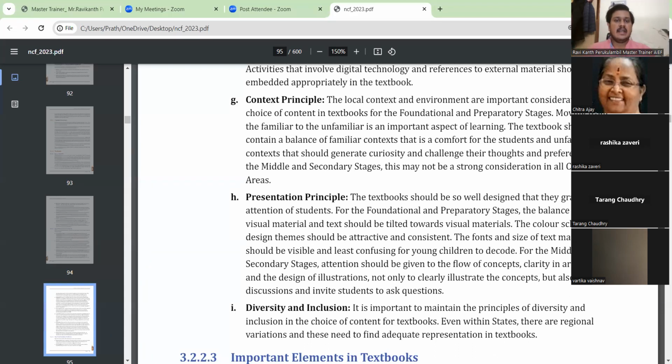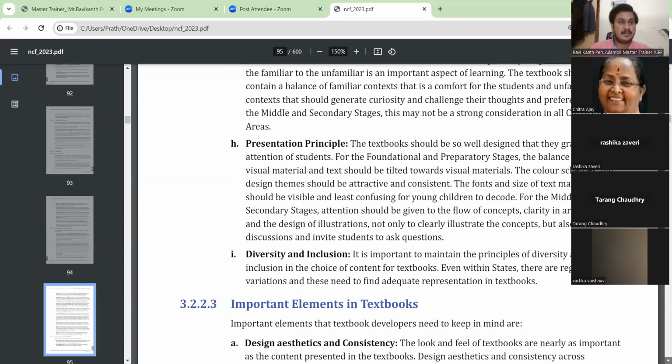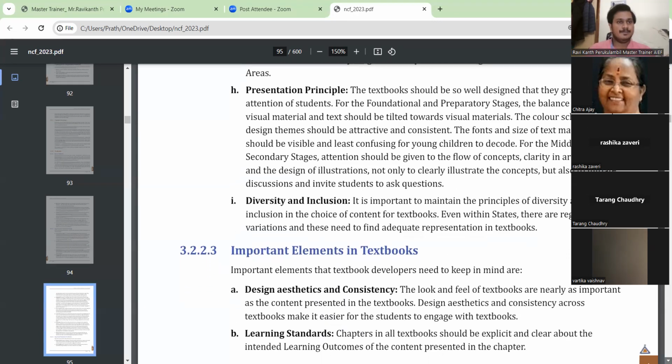The textbook should also contain a balance of familiar context that is a comfort for students and unfamiliar context that should generate curiosity and challenge their thoughts and preferences. So familiar content is to make the child comfortable. Unfamiliar content is to challenge the thinking of the child and generate curiosity in the child. For the middle and secondary stage, this may not be a strong consideration in all curricular areas because every curricular area has got its own discipline. So as per the discipline, we have to move on in secondary and middle stages.